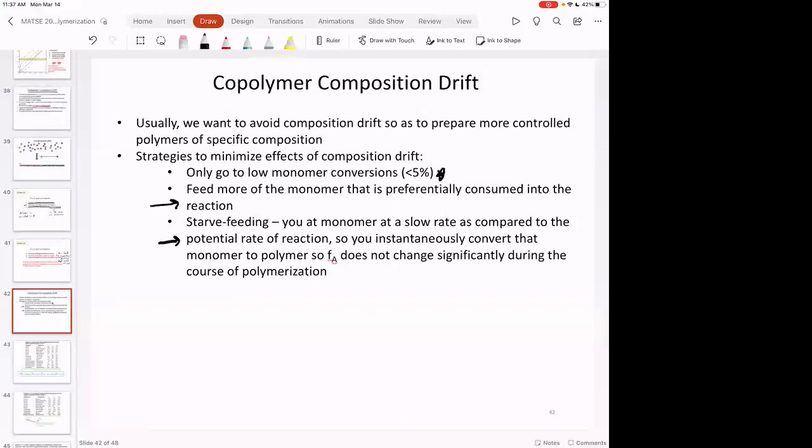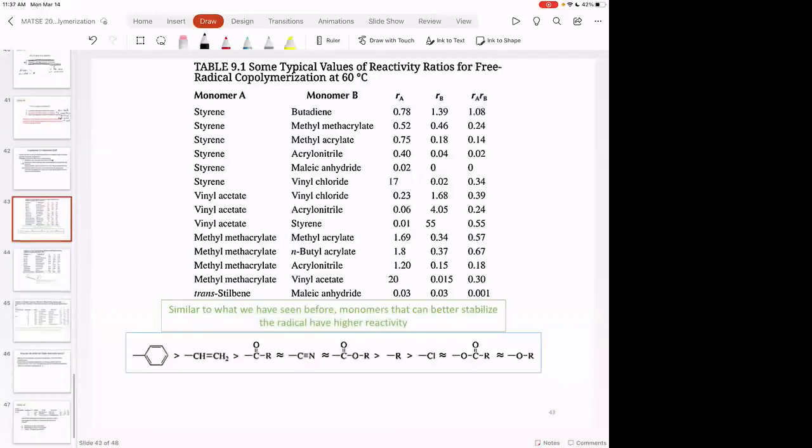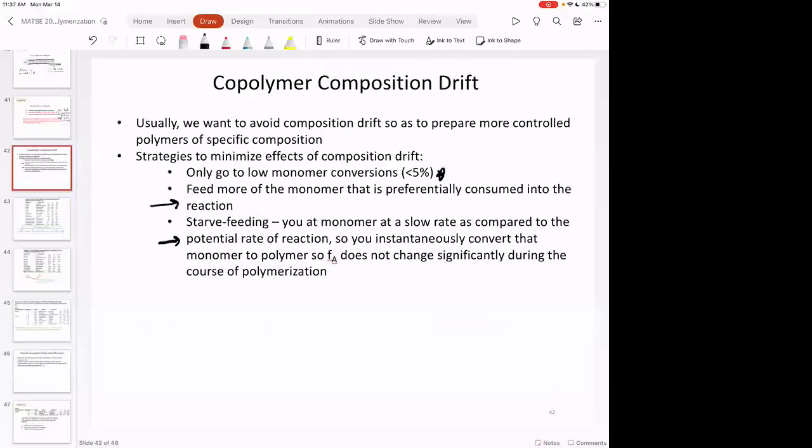All right. Yes. Yeah, so starve feeding is you feed a monomer at a slow rate, so it's the same rate it's being consumed. So you start with a certain small FA, like 0.6, and so you feed that monomer in slowly to keep small FA at 0.6. Yeah.